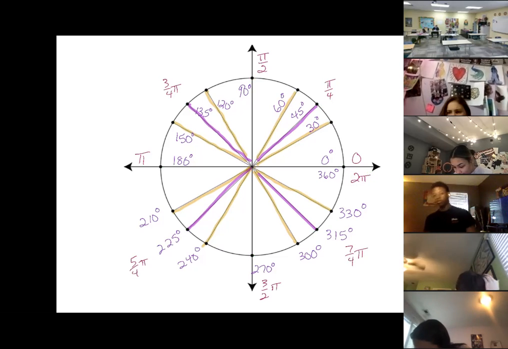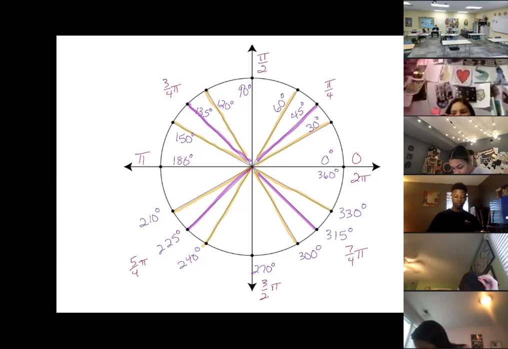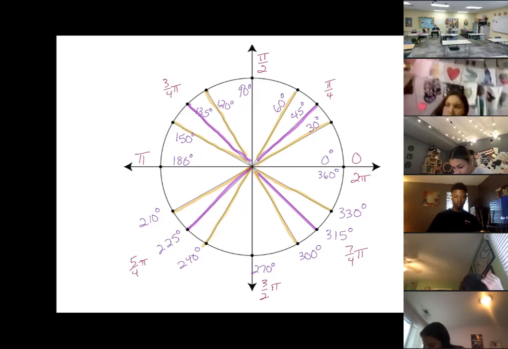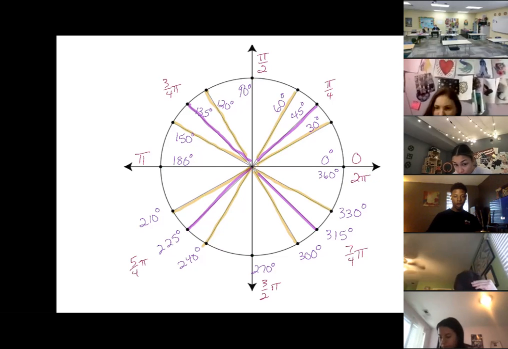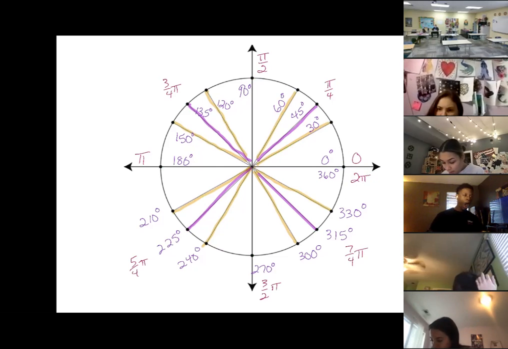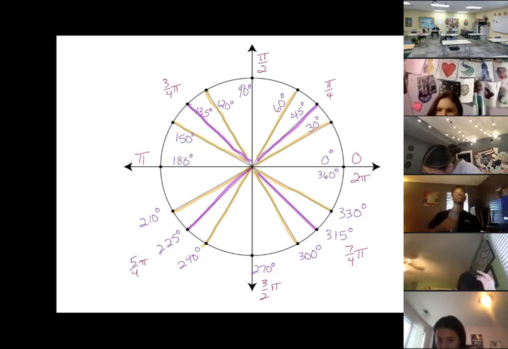Okay, now we're going to do the yellow ones that divide it. Remember, that divides each quadrant into thirds. So first of all, we need to get what 30 degrees is. How many radians would 30 degrees be equal to?